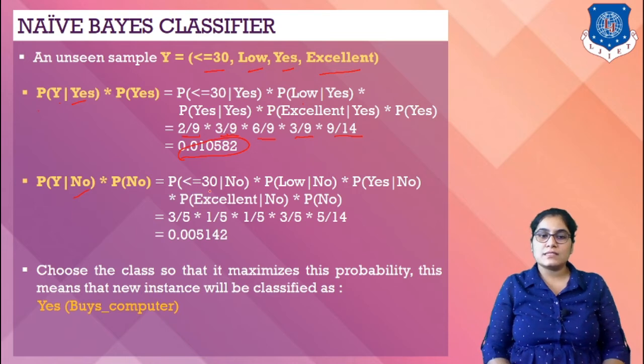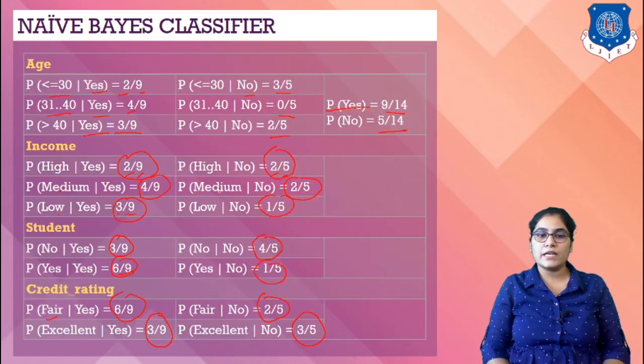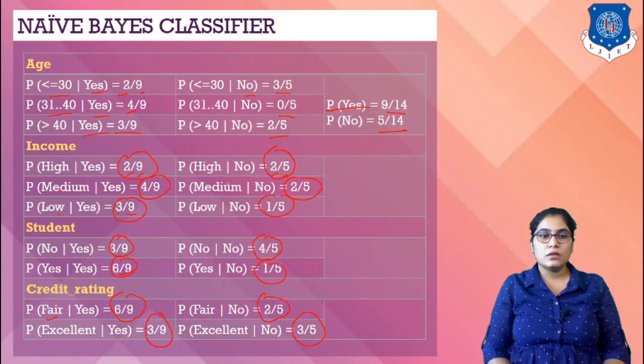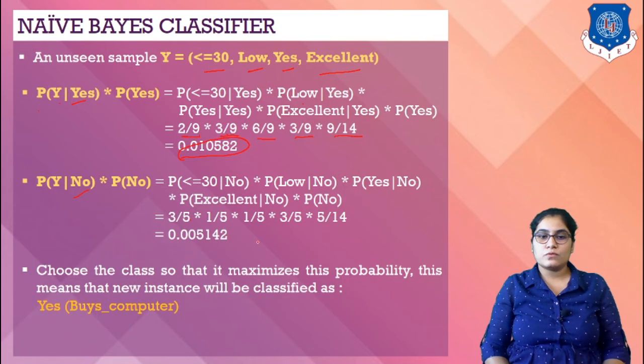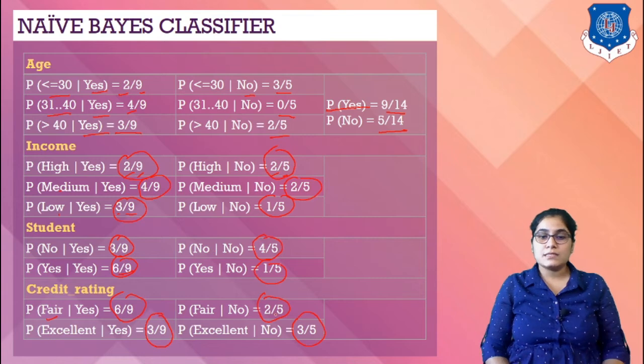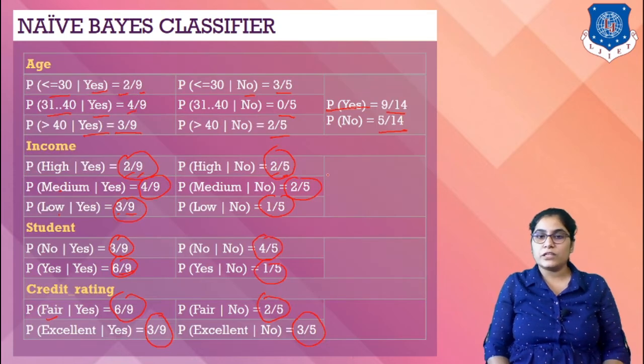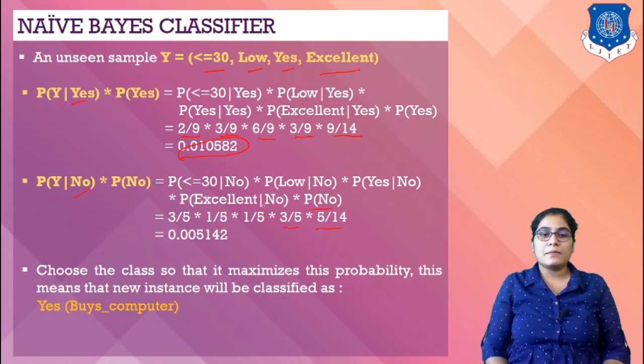First we are considering the probability of less than or equal to 30 and no, which is 3 by 5. Next, the probability of low and no is 1 by 5. Next is the probability of excellent and no, which is 3 by 5, and at last the probability of no, which is 5 by 14. Multiplying all these values, we are getting 0.005142.